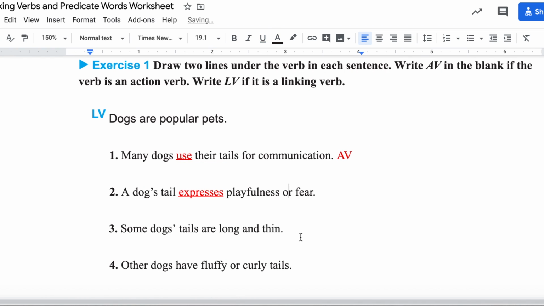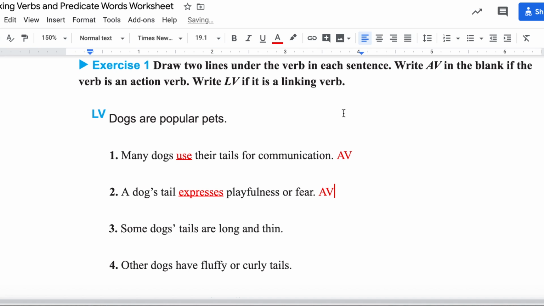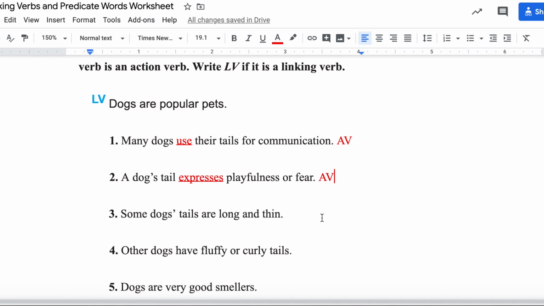So for now, we need to decide if this is an action verb or a linking verb. Can you act out expressing playfulness or fear? Or can you not really act out expressing playfulness or fear? You can act it out, right? So if you can act it out, it's what? It's an action verb. Yay, action verb. Hopefully you guys got that right. If you're still confused, it's okay. We'll do a couple more examples.